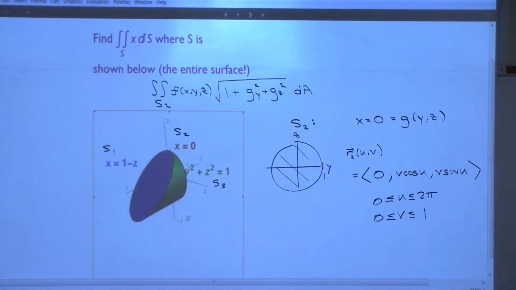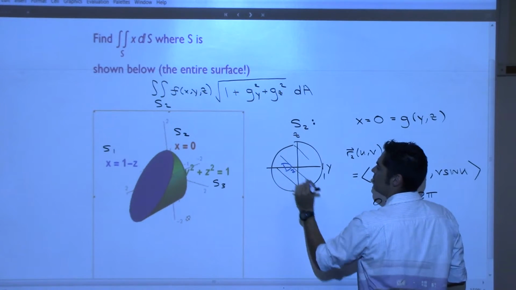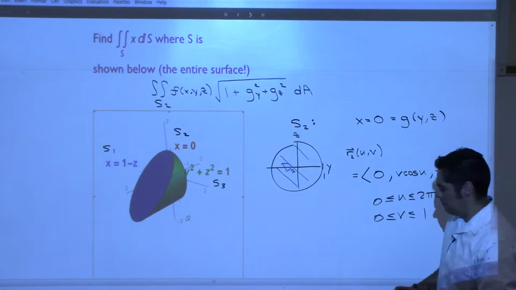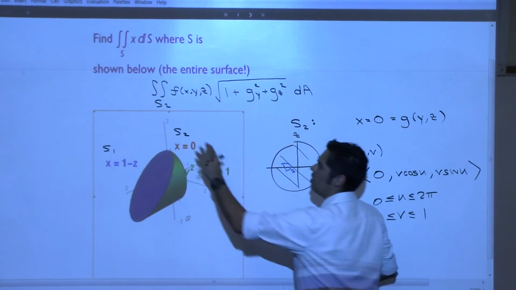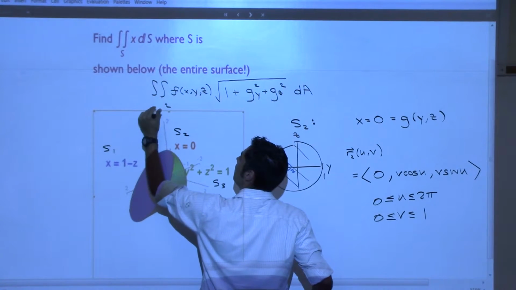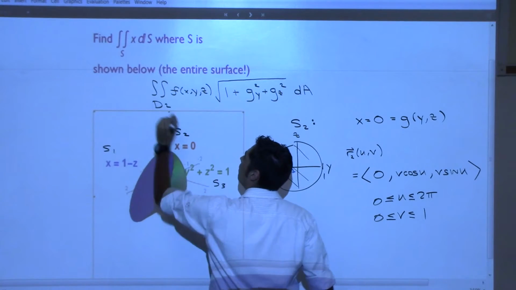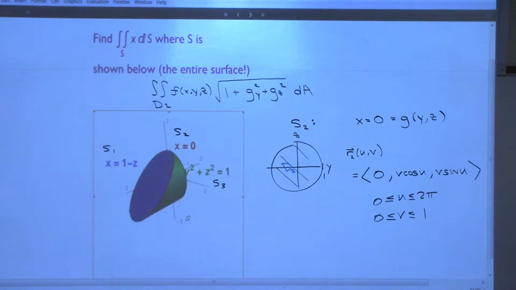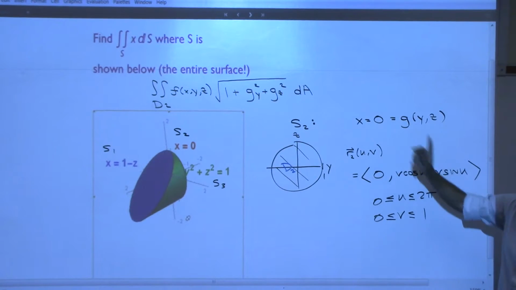I need to change one thing here. We're going to call this D2, all right? Because it's the domain that draws this surface, and change this to D2. It turns out that S2 and D2 are exactly the same here because it's flat, right? What is the partial of g with respect to y? 0. What's partial of g with respect to z? 0. So that's just what? Square root of 1? Which is just 1.